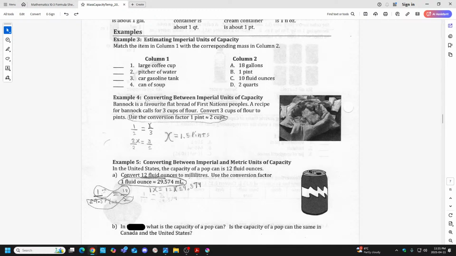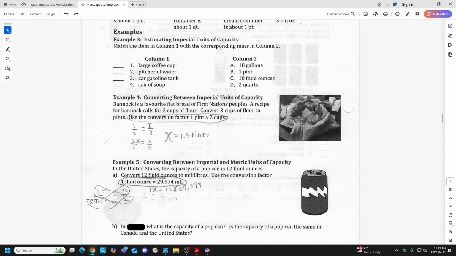All right, let's go. Converting between imperial units of capacity. Bannock is a favorite flatbread of First Nations people. It's actually really good. I've had bannock before. Man, this stuff is good. A recipe for bannock calls for 3 cups of flour. Okay, this is what we're used to. We do baking by cups. Convert 3 cups of flour to pints. Okay, that's not a problem. We don't normally use pints, but it's a system that is used.